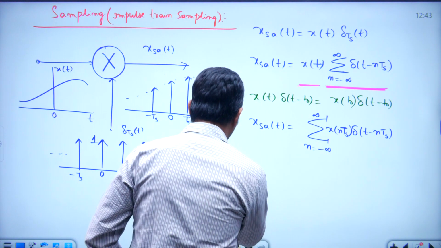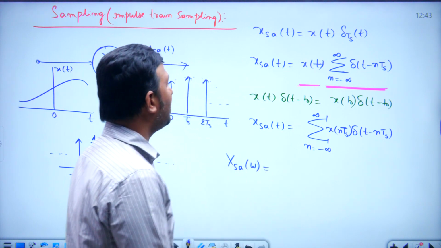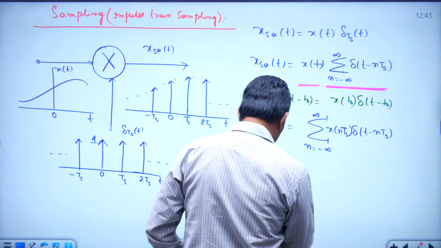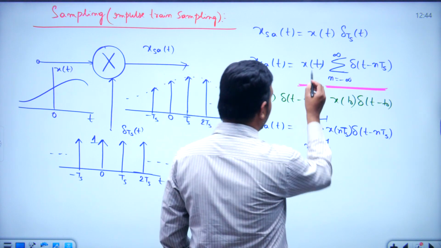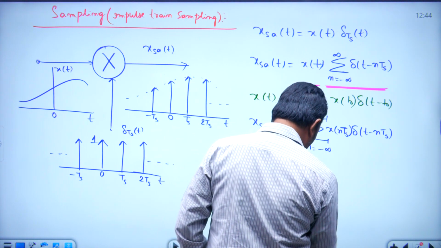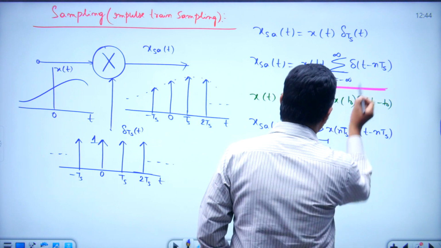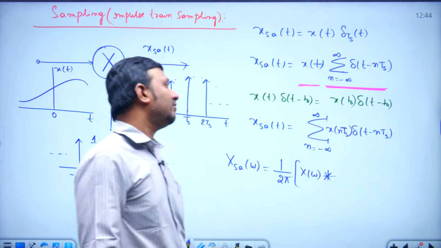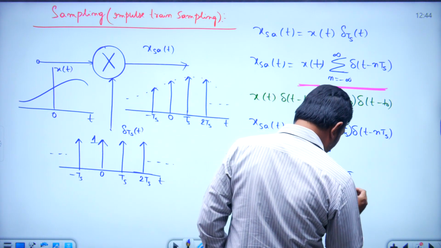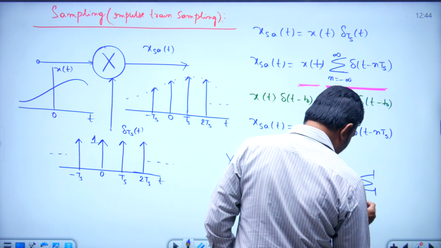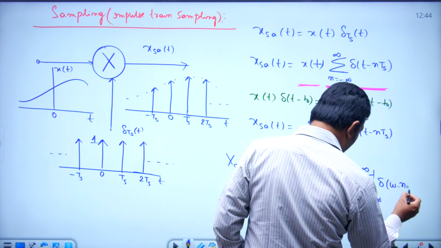Now x sampled of omega, which is nothing but the Fourier transform of the sampled signal, becomes 1 by 2 pi times the convolution. Why did this 1 by 2 pi factor come? Because of the property: x of t has Fourier transform x of omega, multiplication is done in time domain, and convolution in frequency domain. What is the second signal? The impulse train. And what is the Fourier transform of the impulse train? The impulse train only. We have seen that the Fourier transform of an impulse train is an impulse train, summation n varying from minus infinity to infinity of del of omega minus n omega s.